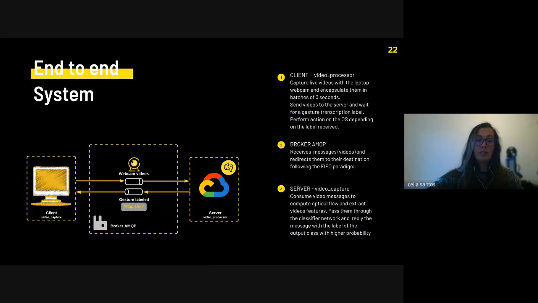Then, to exchange the messages between the server and the client, we use remote procedure calls, which is a protocol that a computer uses to execute code on another remote machine without having to worry about the communications between them. So, this is handled by the open source AMQP message broker, RabbitMQ.